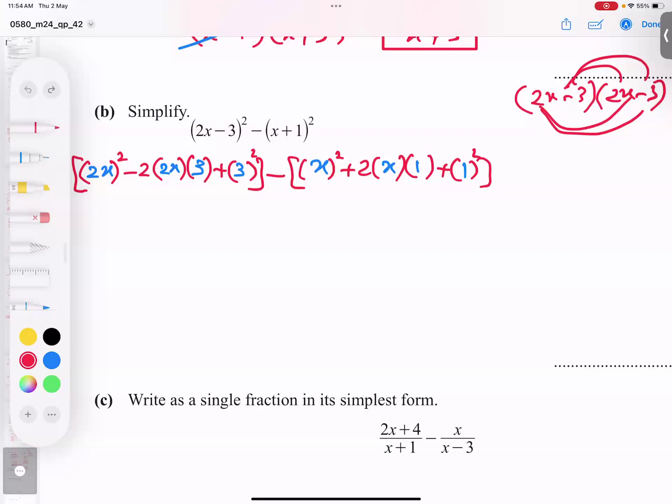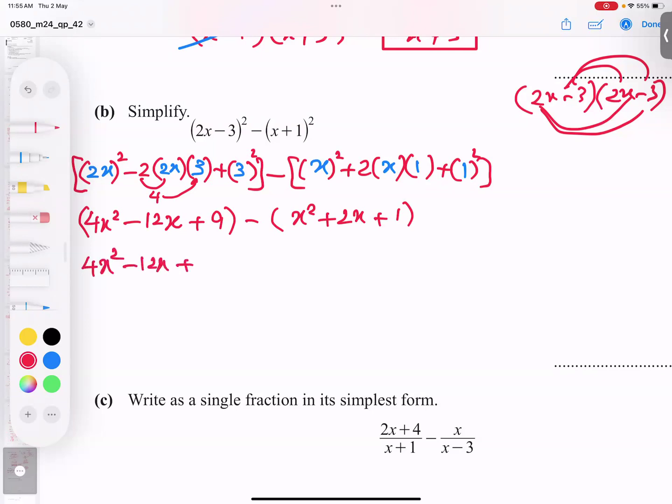Because by mistake they don't take the square of 2. So I get 4x square. 2 2s are 4. This 4 multiplied by 3, I got 12x. Square of 3 is 9. Okay, now I'm doing the same here: x square plus 2x and plus 1. Now when I expand the bracket, students, here no effect will come.